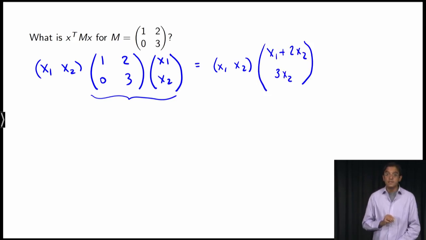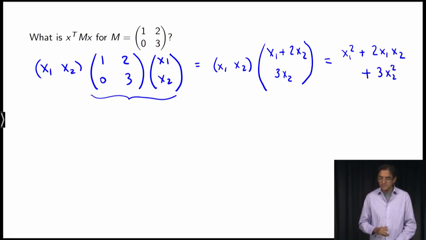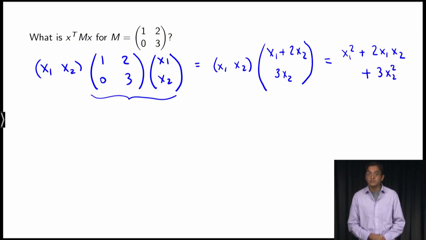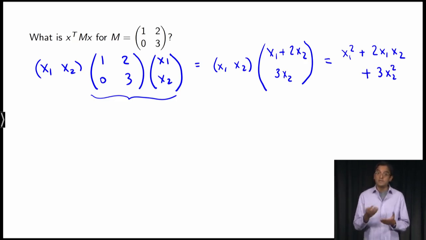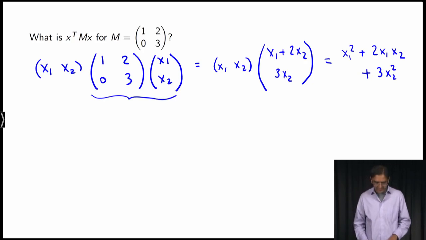Now we're multiplying together these two. And this is just a single dot product. It is x1 squared plus 2 x1 x2 plus 3 x2 squared. And this is certainly a quadratic function. All the terms in here are quadratic: x1 squared, x1 x2, x2 squared. Let's actually go back and see how this squares with the formula I gave you earlier.